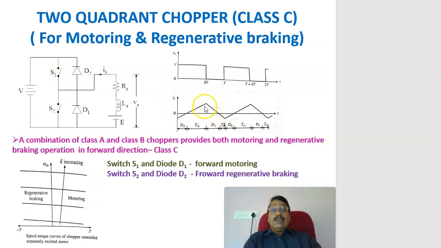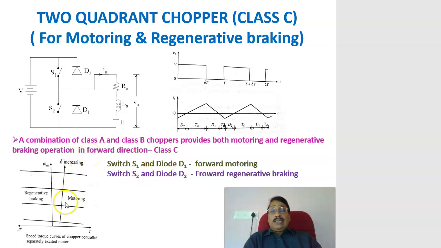Similarly, during this period the voltage is 0 and the current is positive, so the diode D1 will be conducting. In the last case, the voltage is 0 and the current is negative, so S2 will be conducting. Therefore, depending upon the voltage and the current polarity, either S1, S2, D1 or D2 conducts. A combination of the Class A and Class B chopper provides both motoring and regenerative braking operation.